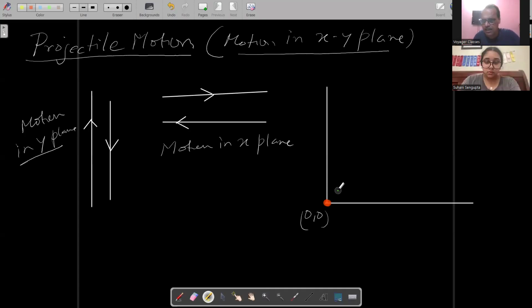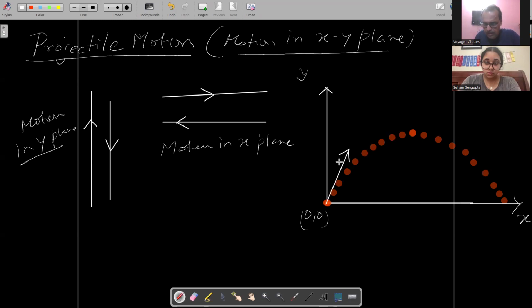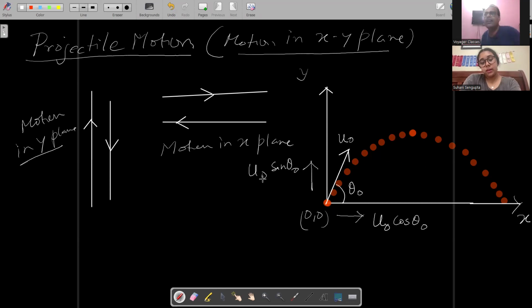For example, if I consider a stone is thrown, suppose this is the way the stone is thrown. It moves to the maximum point, then after that it is moving down in this area. Now, this is the y-axis, this is the x-axis. If I throw this particular stone with a particular velocity, suppose u0, making an angle θ0 with the horizontal, then just imagine, you will get one component of the velocity in this direction, and another component along the vertical axis. So this component of velocity is u0 cos θ0, and this is u0 sin θ0. Clear?